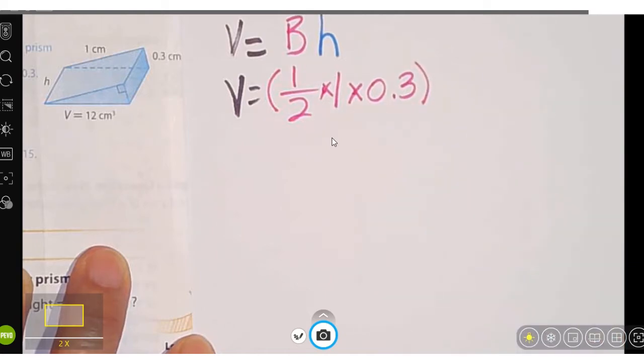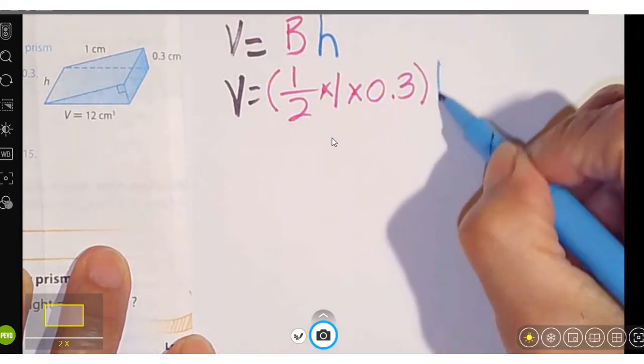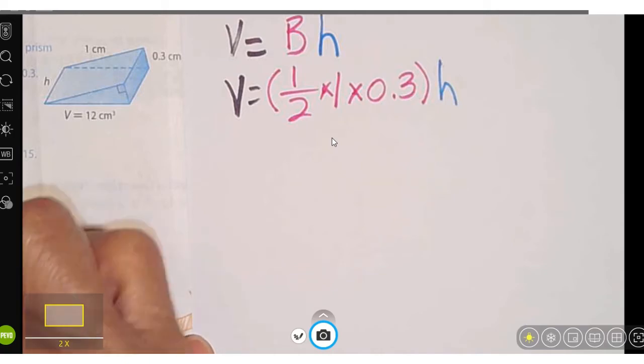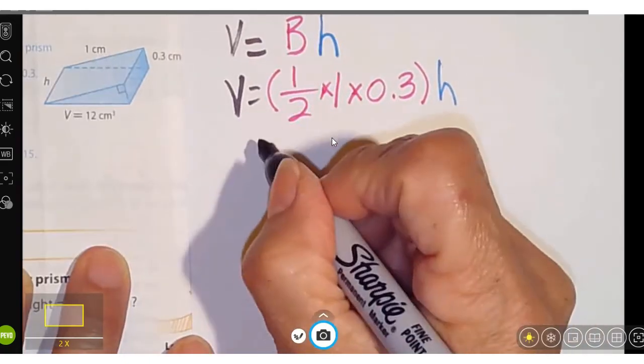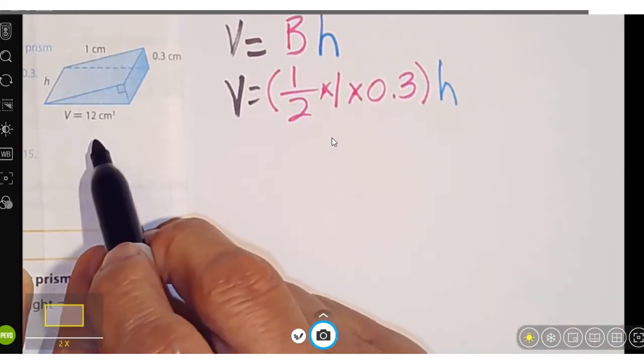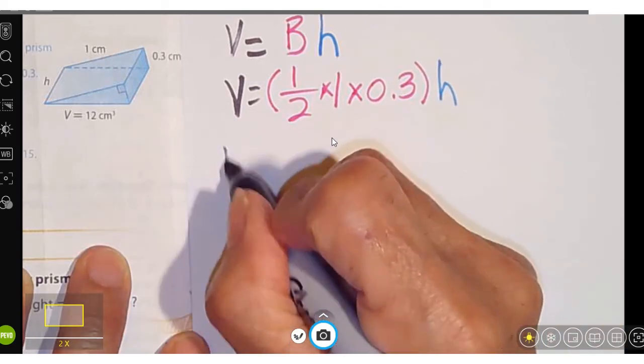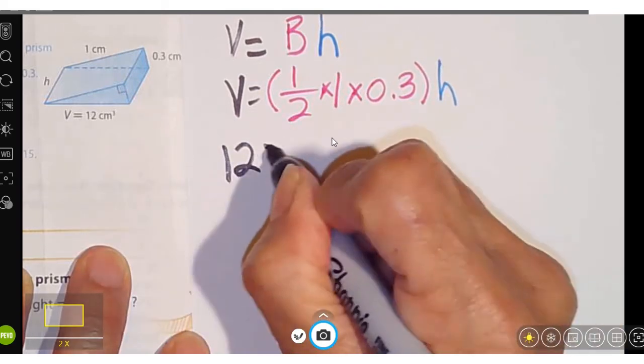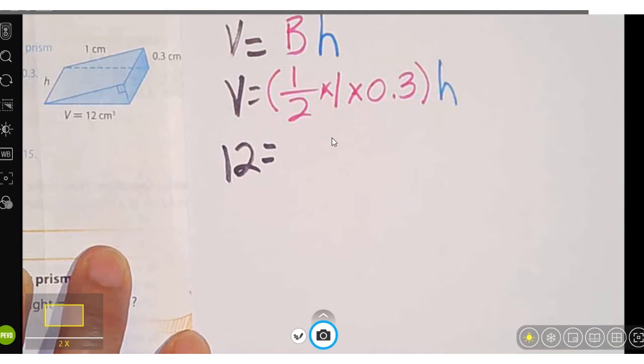And then we don't know what the H is, okay? So now we do know what the volume is, and that's going to be 12 because they give it to us. Right here it says volume of 12. So we'll do 12 here equals, and then we have our 1 times 0.3.